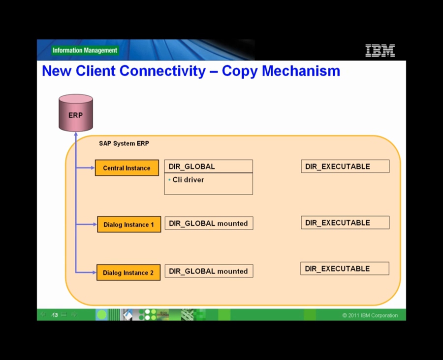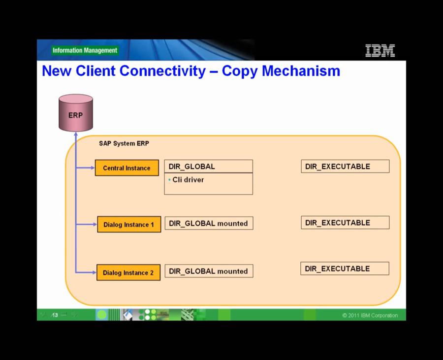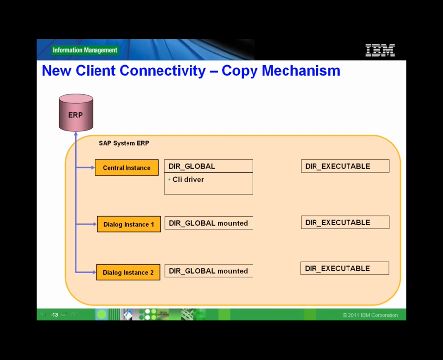The next slide illustrates the new client connectivity and especially the copy mechanism. Here you can see the SAP system ERP. It has one central instance and two dialog instances. Whereas the global directory is on the central instance, this directory is mounted for the dialog instances so that they also have access to this data. In addition, each instance has a local directory with executables.